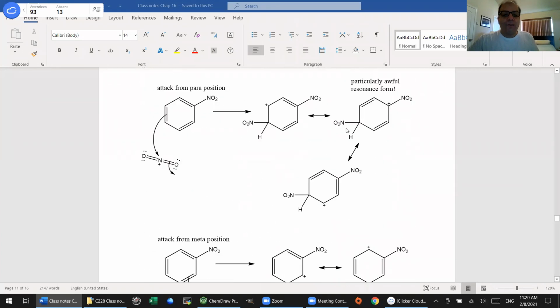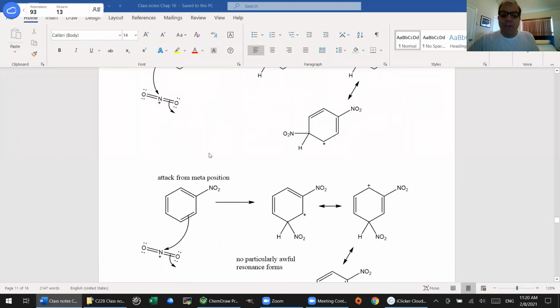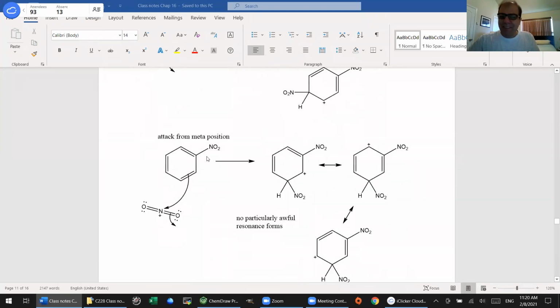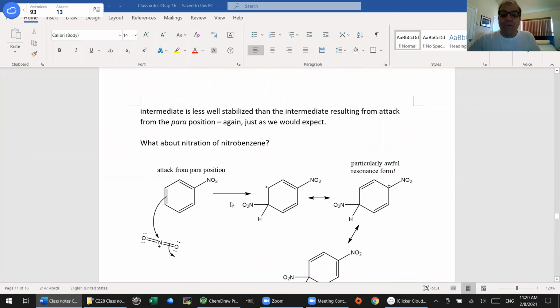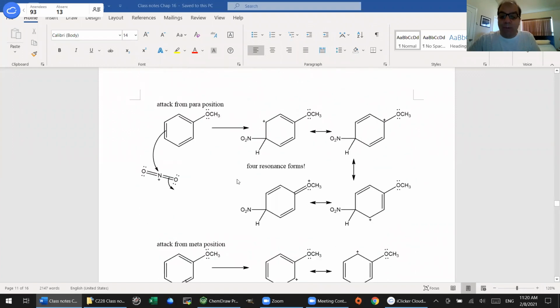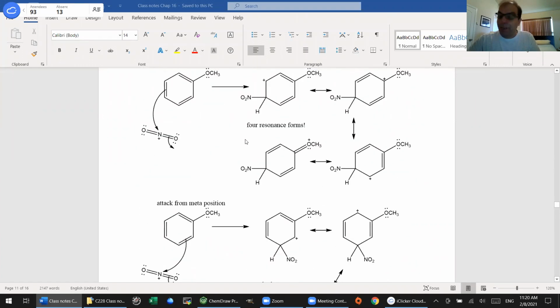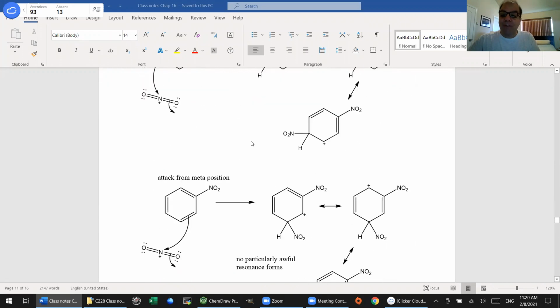Let's say with meta directing groups, the argument is a little more subtle. What we find is that both of them are bad, but one of them is significantly less bad, because at least we're never putting the plus charge right next to our electron withdrawing group. And so we prefer the one that's less bad. And it turns out that that's going to be attack from the meta position. So this is one way of explaining why ortho-para directing groups are ortho-para directing and why meta directing groups are meta directing.